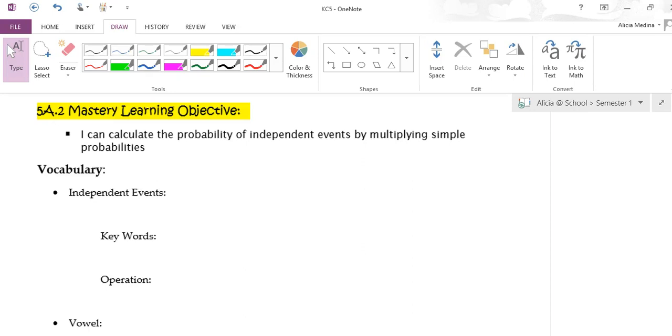Hey guys, in this video we're going to be covering activity 5.8.2. Our mastery learning objective is I can calculate the probability of independent events by multiplying simple probability.